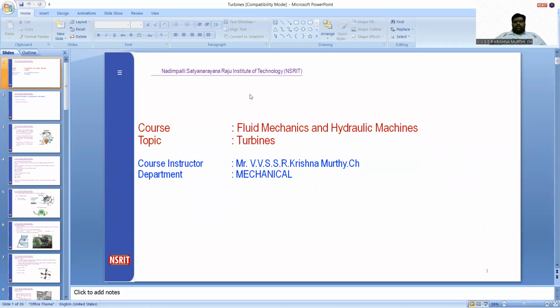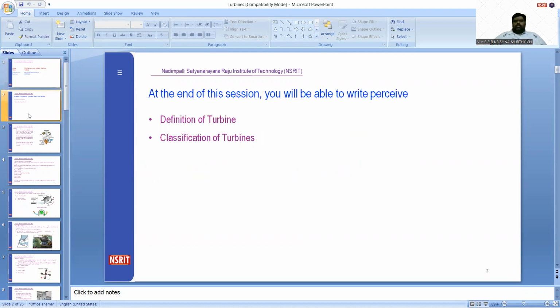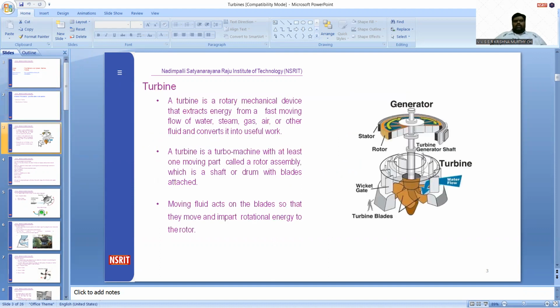Hi everyone. Today we are going to discuss turbines, which is part of Unit 5. After this session, you will be able to know what a turbine is and the classifications of turbines. So first, what is a turbine?